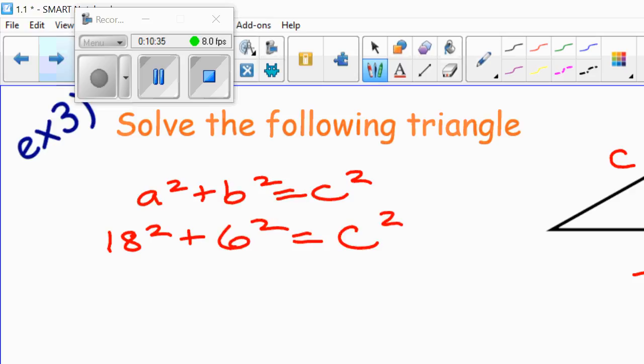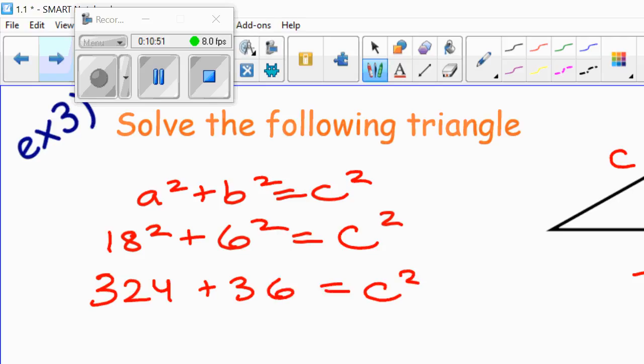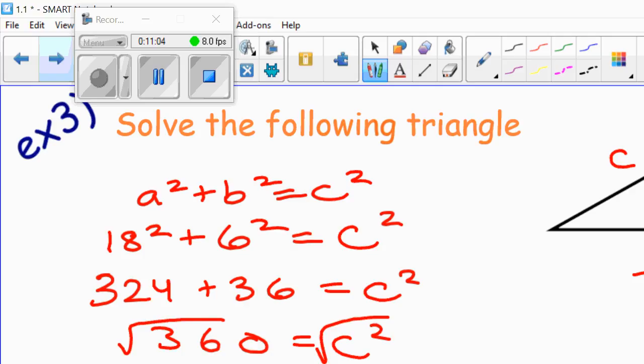What's 18 squared? No, what's 18 squared? What is it? 324. Okay, I heard 24. I'm like, oh, right. No more. And then 36 equals C squared. So add those. 360. Okay, now how do you want to undo a square? Square root. Now technically you do plus or minus square root. But we don't need the minus. Why? Exactly. It's a length. You can't have a negative length, technically, if you're being correct.